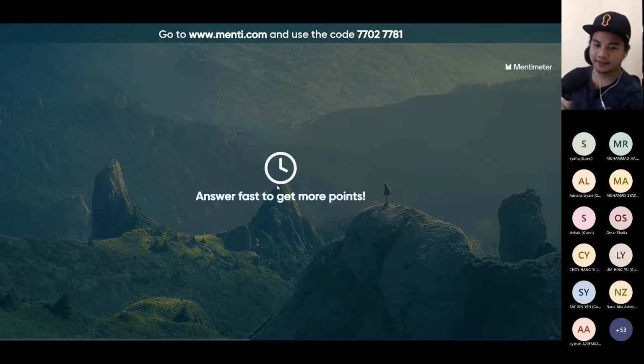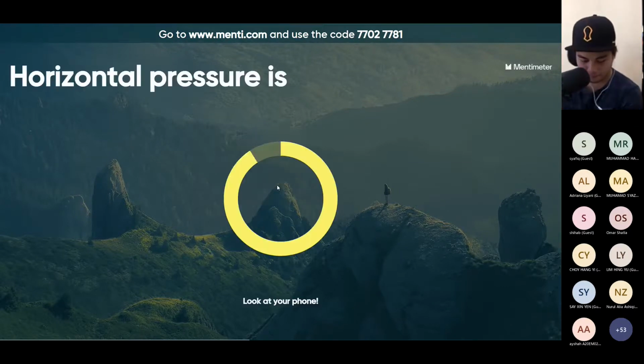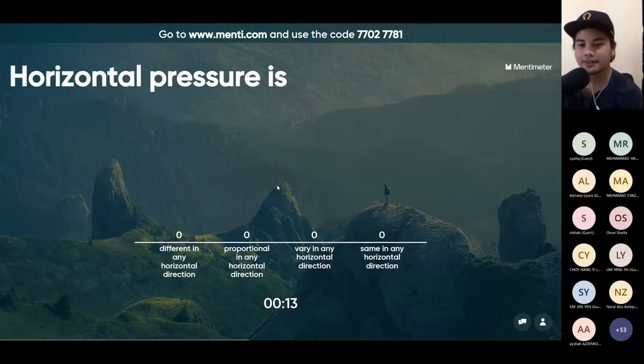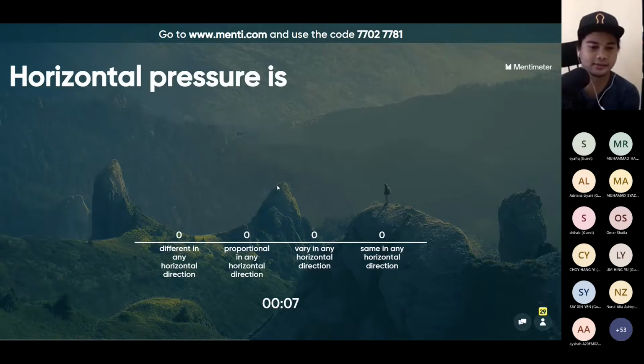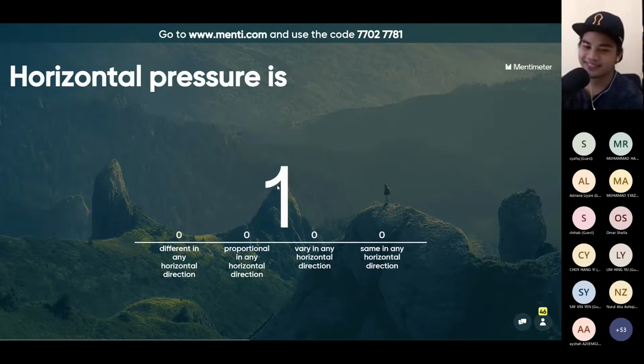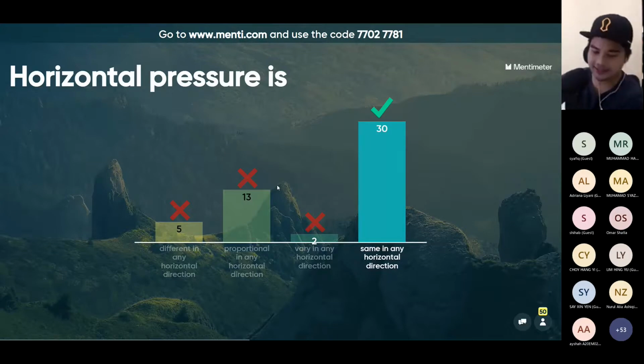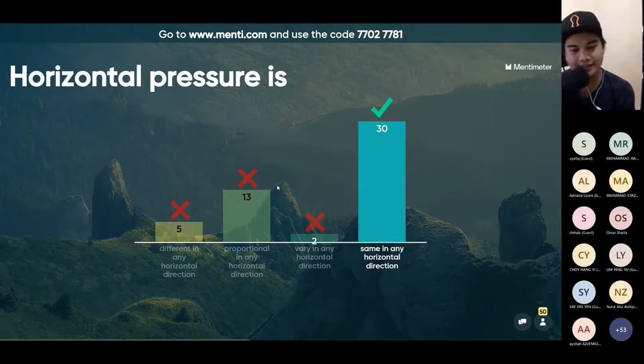Question 3. Answer fast to get more points. Horizontal pressure is what? You still remember? Okay, I hope you got it right. Please read: horizontal pressure must be the same in the horizontal direction, not proportional in any horizontal direction. That means increasing the horizontal x value, will it increase the pressure? No, it will be the same.